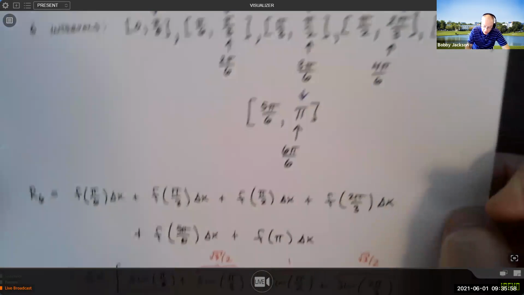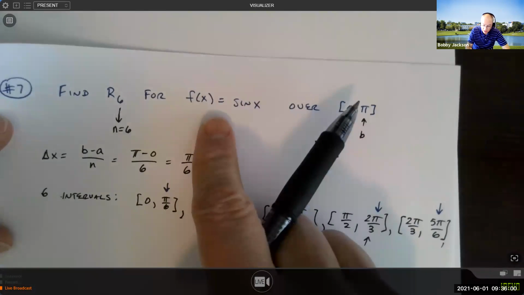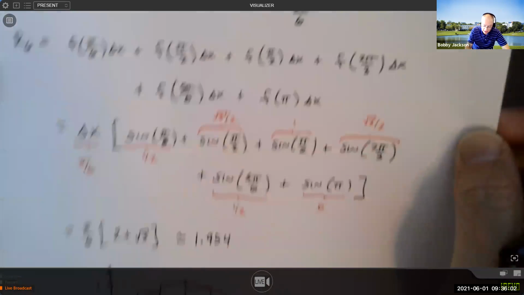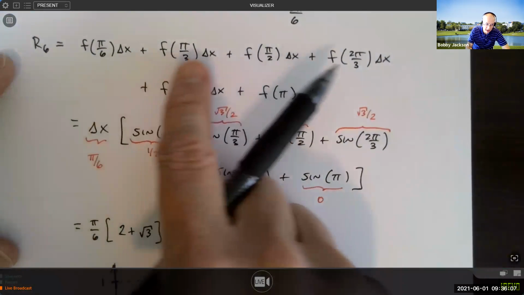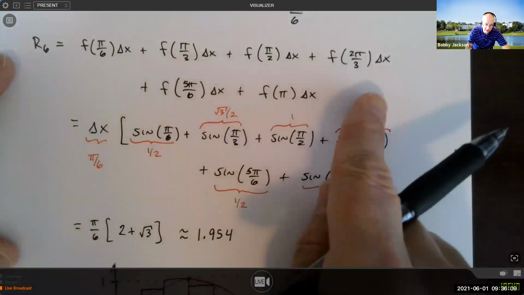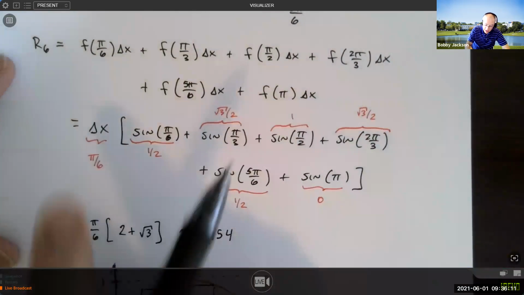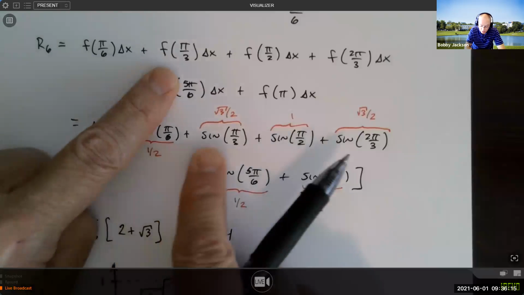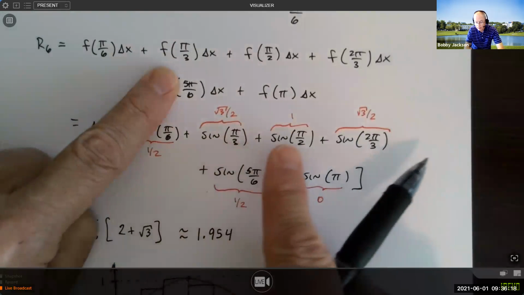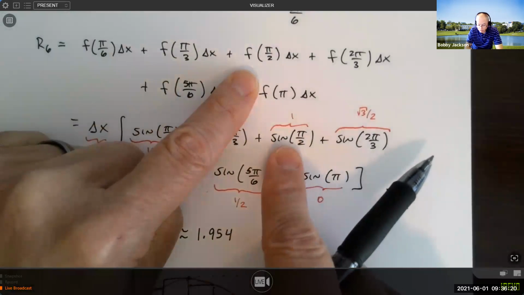And now, remember, our function f was the function sine of x. So if I plug in that information, first of all, I'll simplify things by factoring out the delta x, since it's common to all. I'm just left with f of pi over 6, which is sine of pi over 6, plus f of pi over 3, which is sine of pi over 3, f of pi over 2, which is sine of pi over 2, and so on.